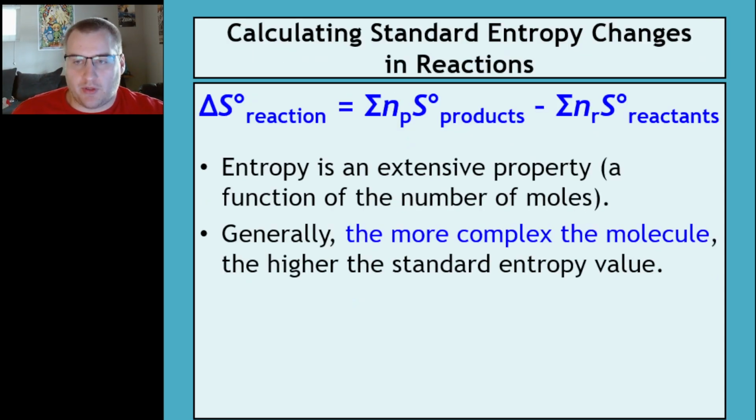This reaction might look familiar. This is the same reaction that we used for enthalpy. There's also one for Gibbs free energy. The change in entropy of a reaction is equal to the sum of the entropy of the products minus the sum of the entropy of the reactants. Entropy is an extensive property, meaning a function of the number of moles. Generally, the more complex the molecule, the higher the standard entropy value. Makes sense. If it's complex, say it's a really large molecule, you need to react with a specific part. It's going to be harder to do that because now you have to orient the molecule the right way and stuff like that.